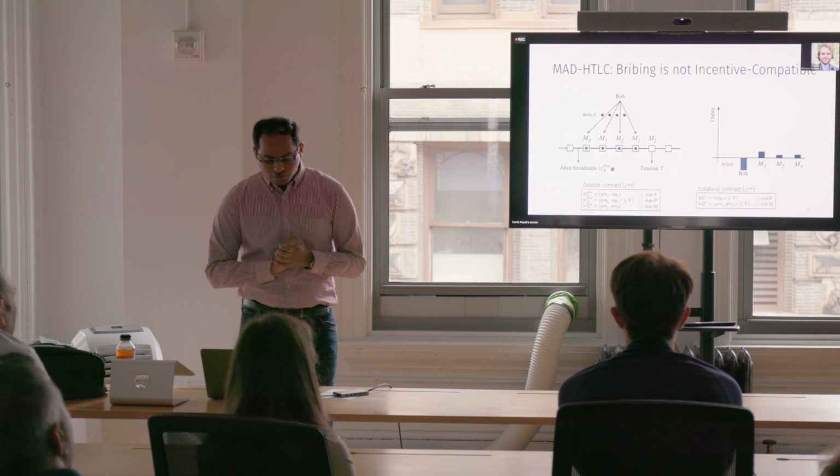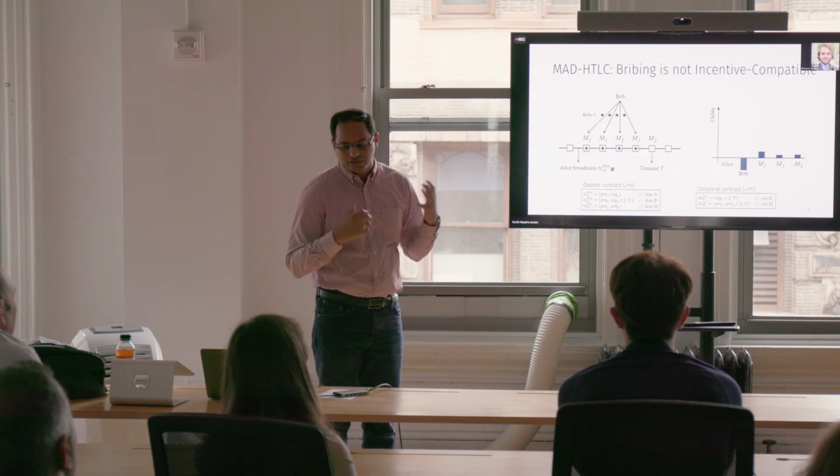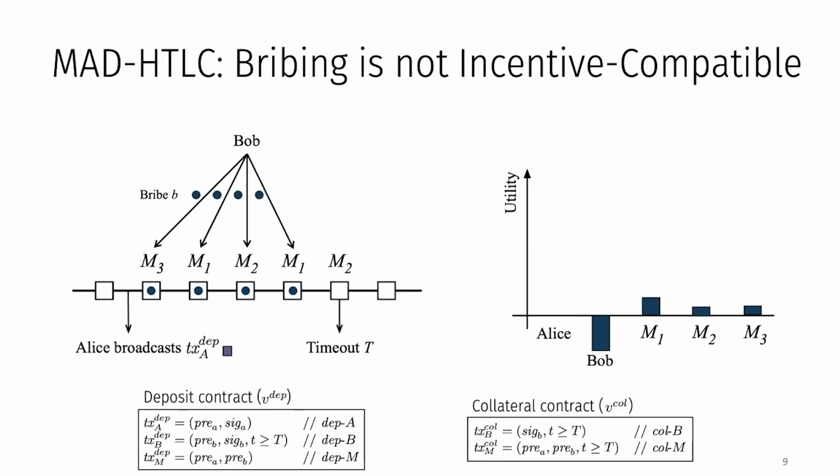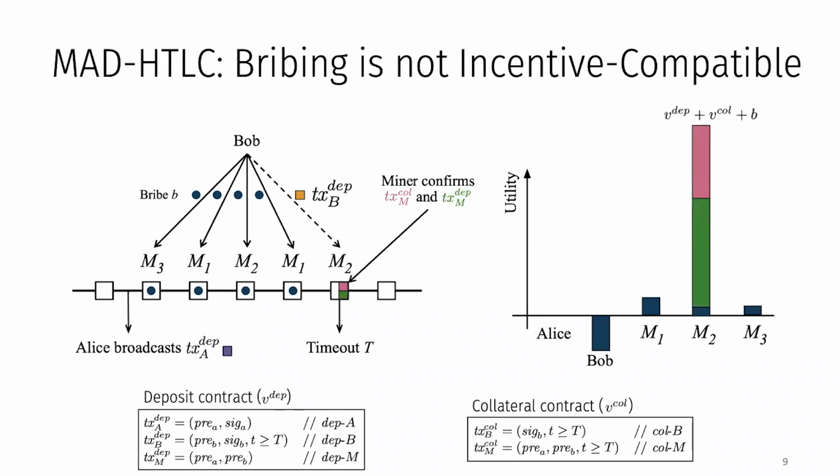Okay, so what would a bribing situation in MAD-HTLC look like? So let's say Bob is still bribing different miners some amount of money, and when you get to the stage where you are at the timeout and Bob announces tx-deb-b and releases pre-B, at that point from miner M2's perspective, well, pre-A from transaction deb-A is available, pre-B from transaction deb-B is available. So instead of taking deb-B, they would prefer to take the path deb-M, and they would take deb-M as well as col-M and confirm those transactions and have a good utility based on the confiscated amount. Okay, and both Bob and Alice would lose in the process.